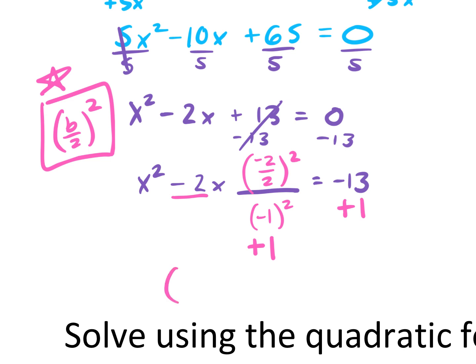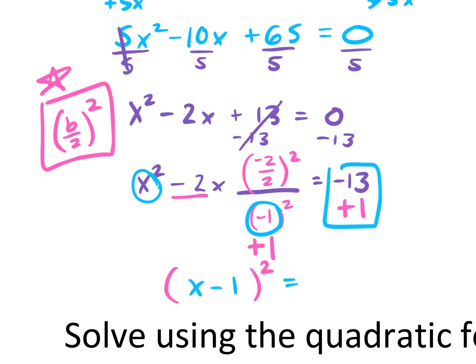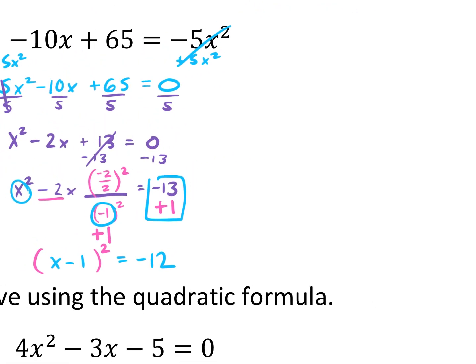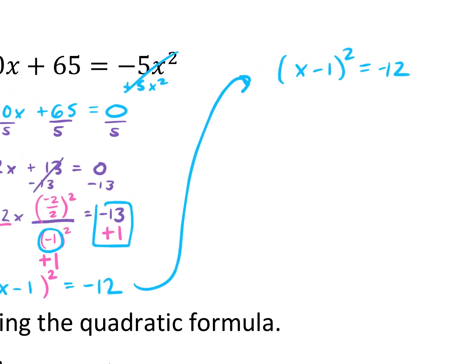What's going to go into my parentheses squared here? Awesome. X minus 1. And then what's that going to be equal to? Negative 12. So what would we have to do next? Awesome. We're going to square root both sides. I'm going to rewrite it over here so you have more room. So x minus 1 squared equals negative 12.